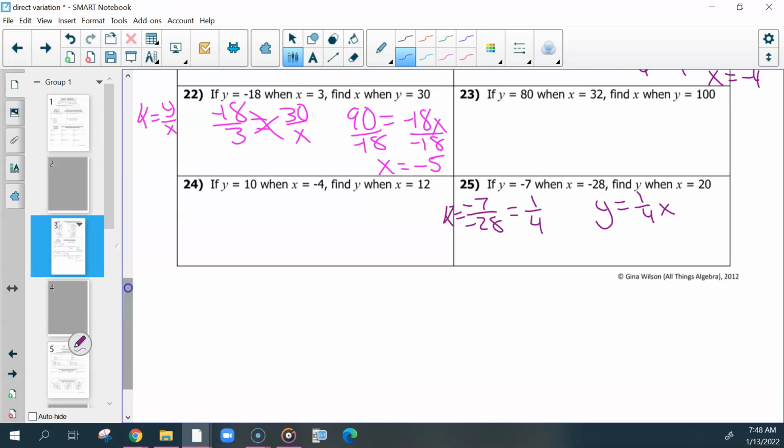And then in the second part, we need to find y, and we're given x. So we're going to be multiplying 20 by 1/4, or really dividing by 4. So y would equal 5. And we could double check that two different ways. 20 divided by 4 is 5. And then if I put 5 back in here, 5 over 20 is 1/4. So my k value is still there.